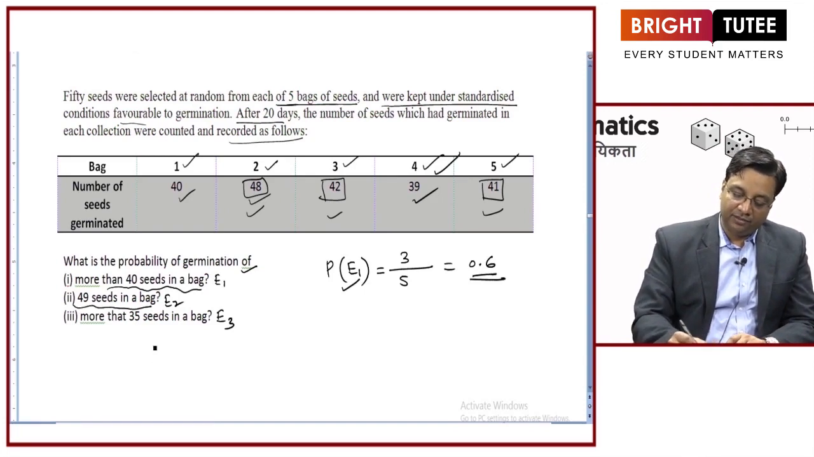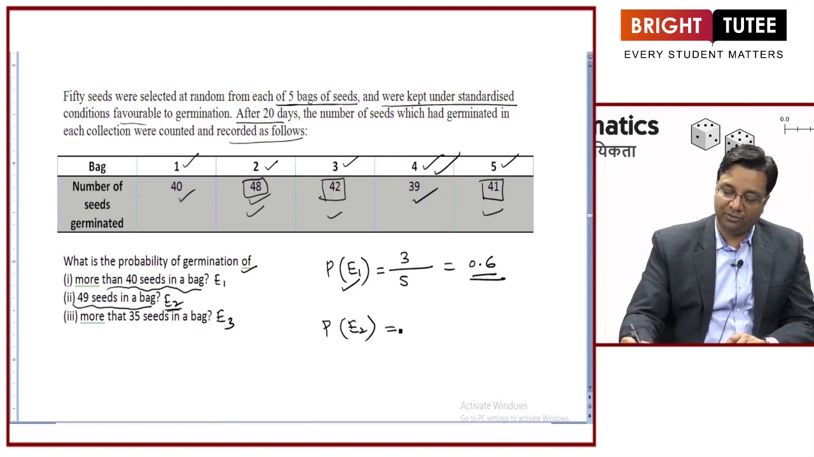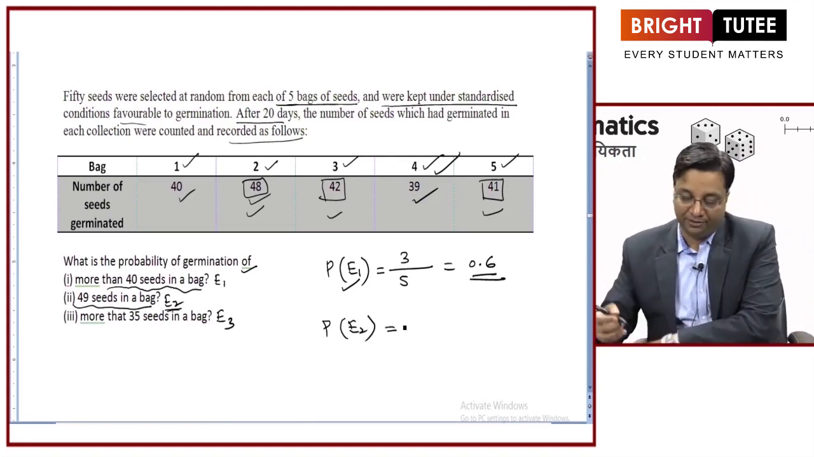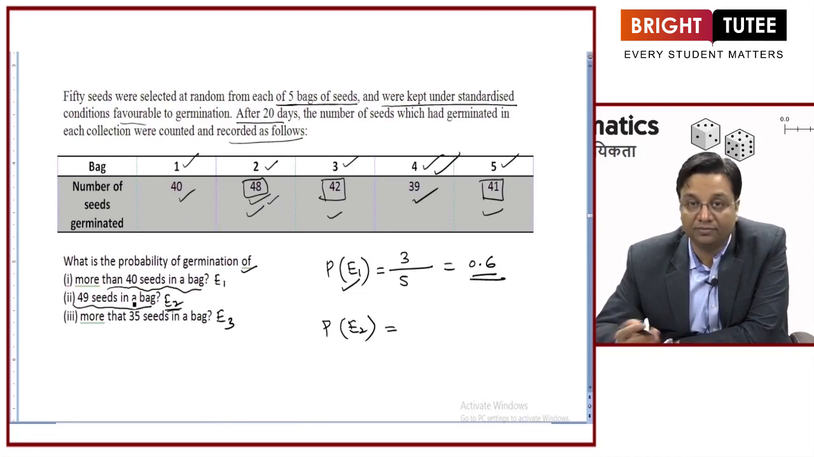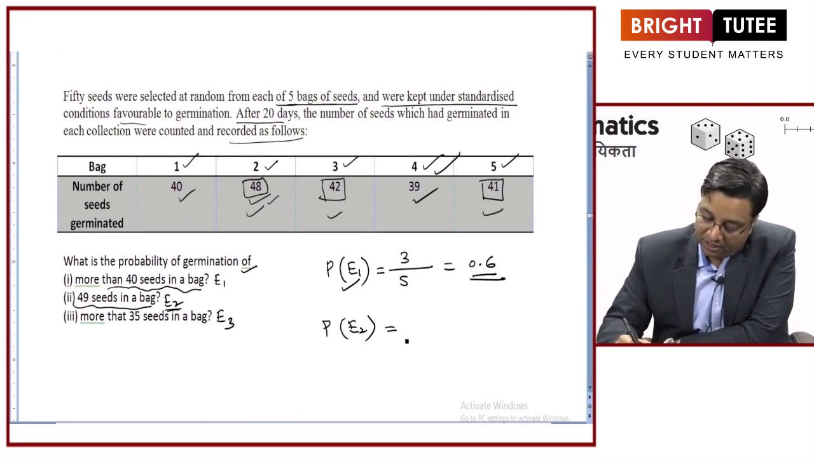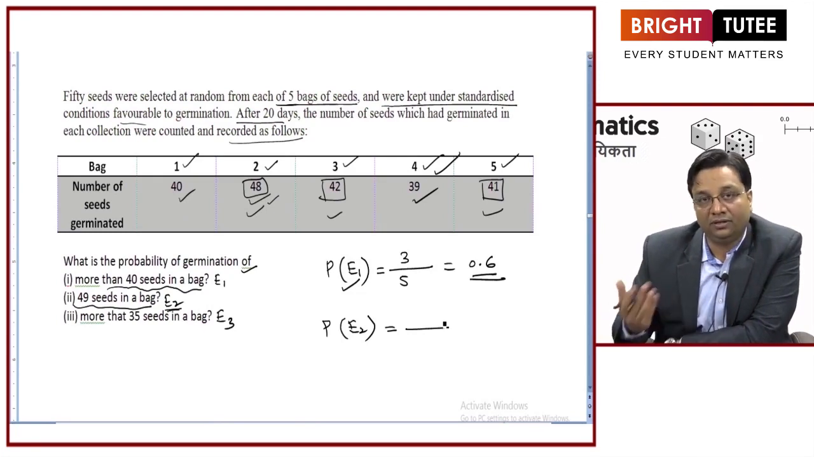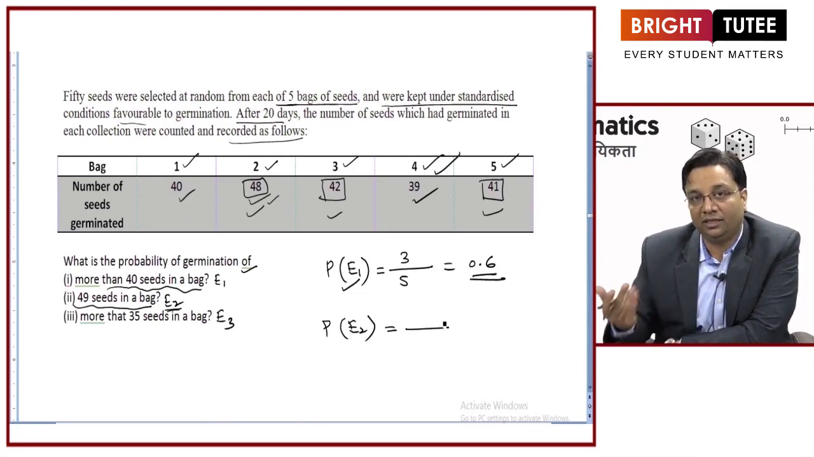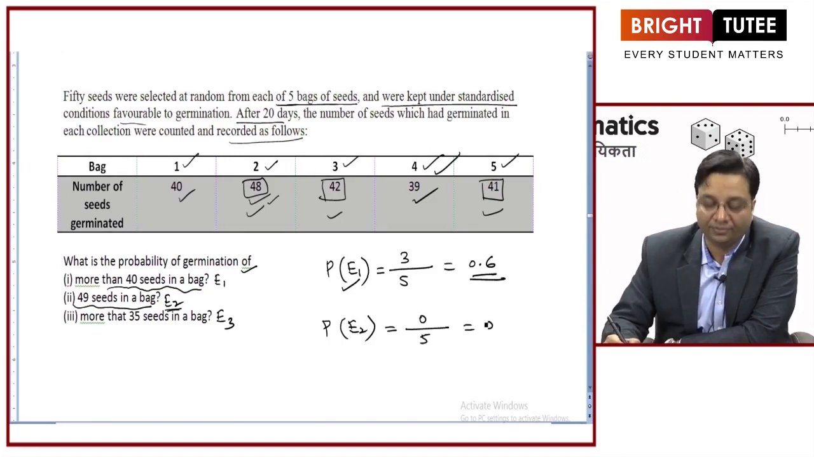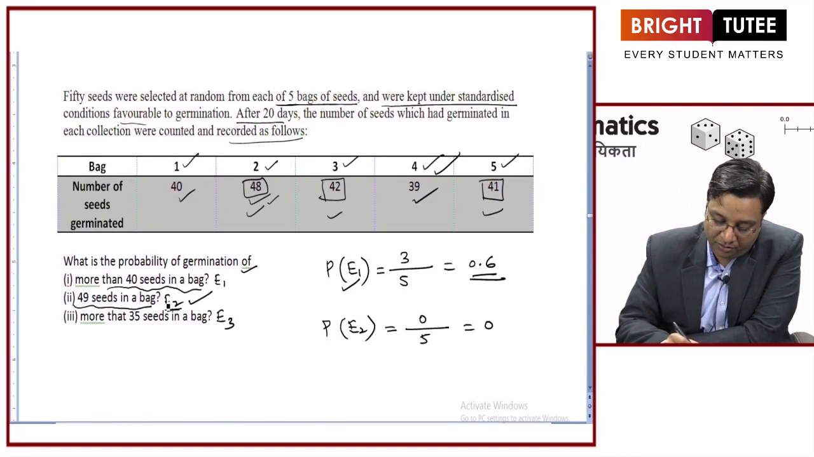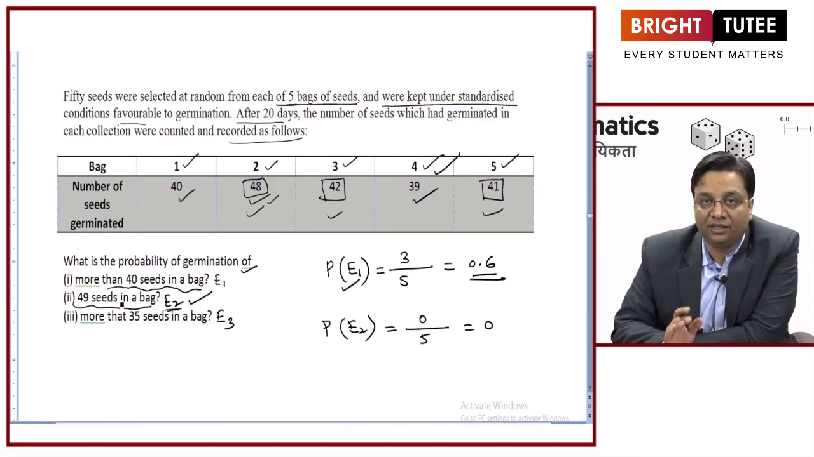49 seeds in a bag, probability of event 2. So probability of event 2, or we can say probability of 49 seeds in a bag. Now the maximum number of seeds that germinated in a bag was 48. So 49 seeds germinated in 0 bags. It didn't occur. So 0 by 5, that is 0. So it is 0 probability that 49 seeds germinated in a bag.